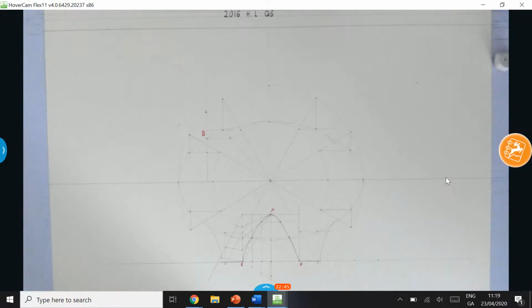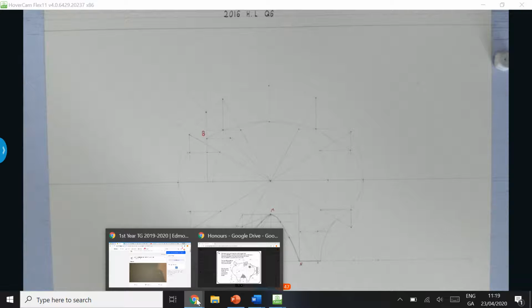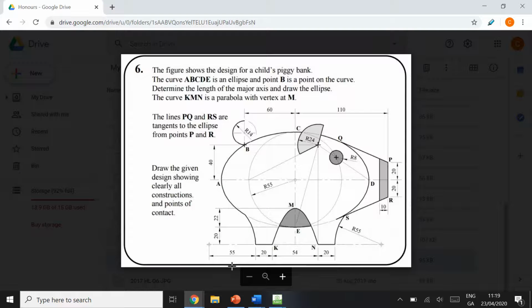Okay, so if we go back and look at our question again, the curve KMN is a parabola with the vertex M. That's done now, we've just drawn that. Then the next thing is the lines PQ and RS are tangents to the ellipse from points P and R. Okay, so we have to find points P and R now.